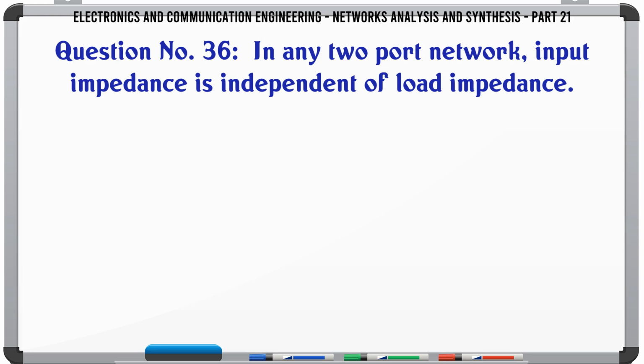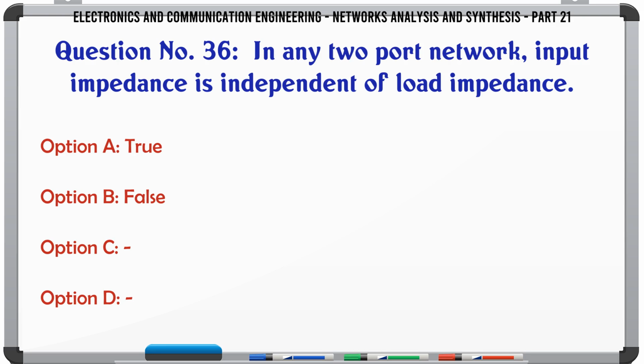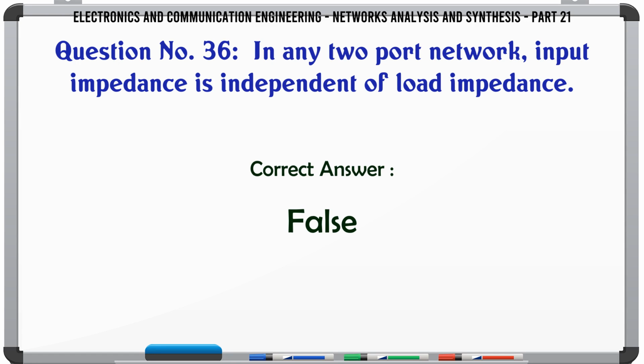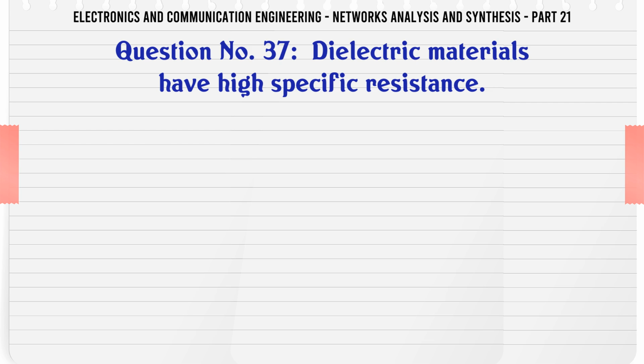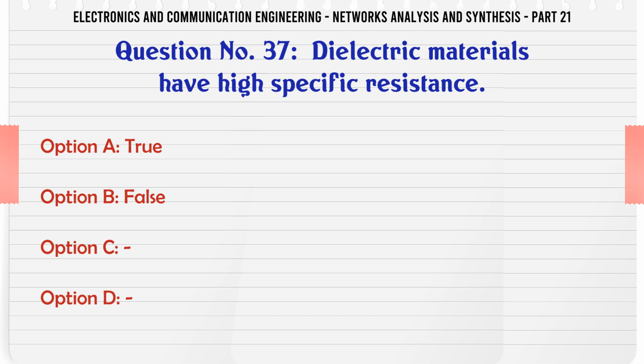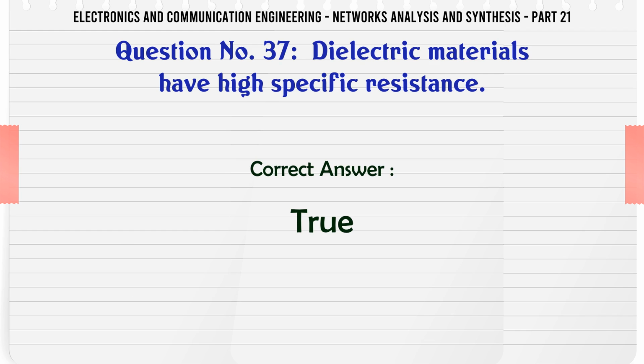In any two-port network, input impedance is independent of load impedance. A. True, B. False. The correct answer is false. Dielectric materials have high specific resistance. A. True, B. False. The correct answer is true.